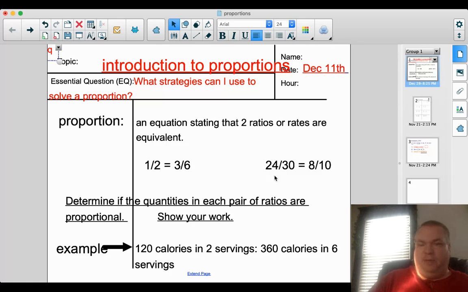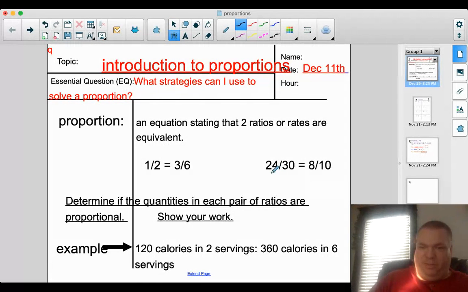Here, if we try to reduce these, if I look at 24 and 30, I can see that 6 goes into both of those. So if I divide both of those by 6, I get 4/5. Looking here, 8 and 10, I can see that 2 goes into both of those. So dividing by 2, I get 4/5. So they reduce to the same thing, which means those ratios are equal.